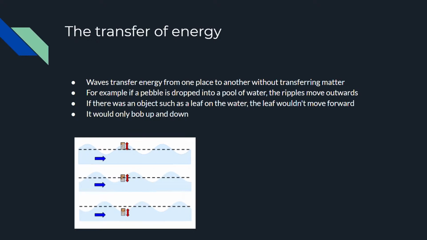And let's say there was an object such as a leaf on the water. The leaf wouldn't move forward, but it would only move up and down. So that explains the statement that waves transfer energy from one place to another without transferring matter.